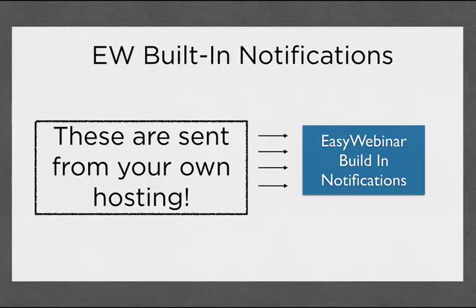So let's move through and just quickly talk about this. So the EasyWebinar built-in notifications, what are they? Well, they are commanded notifications that are sent out prior to the event starting and after the event is over. And we have it set up to where you can select when you want those emails to go out. So 4 days before, 3 days before, 2 days before, 1 day before, 3 hours before, 1 hour before, 15 minutes before, whatever you want to do.